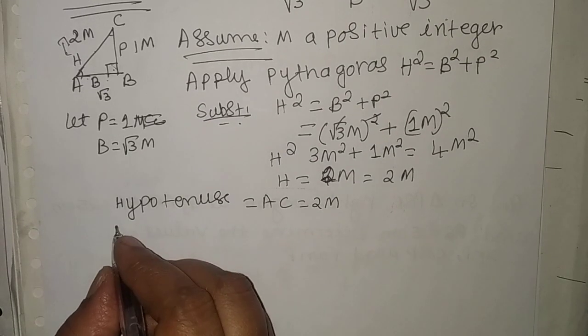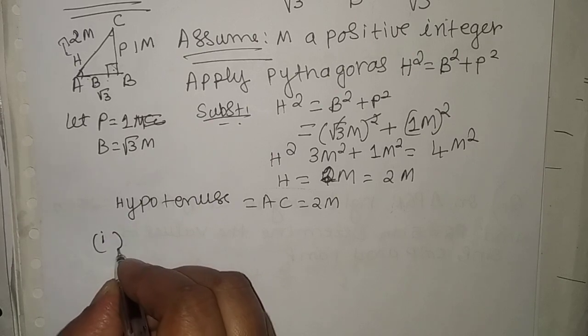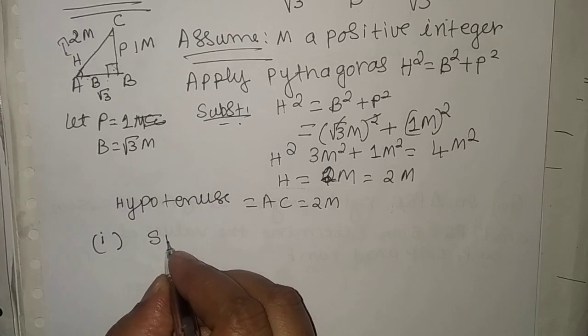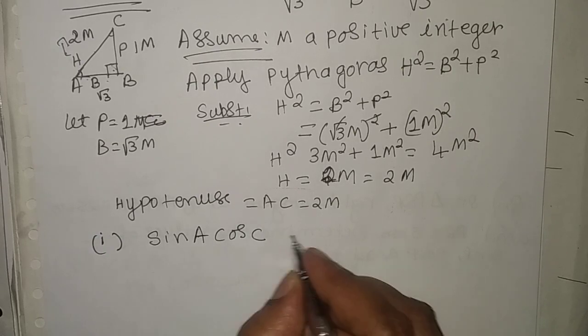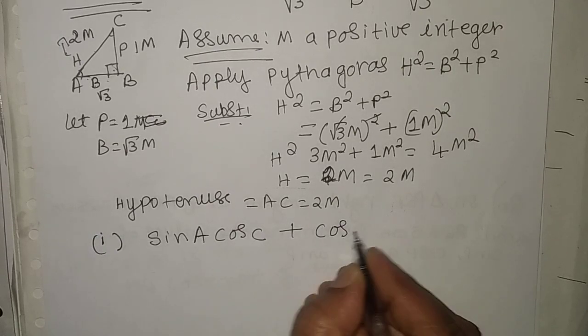So now we'll solve the first option. What is the first sub-question? It is sin A cos C plus cos A sin C.